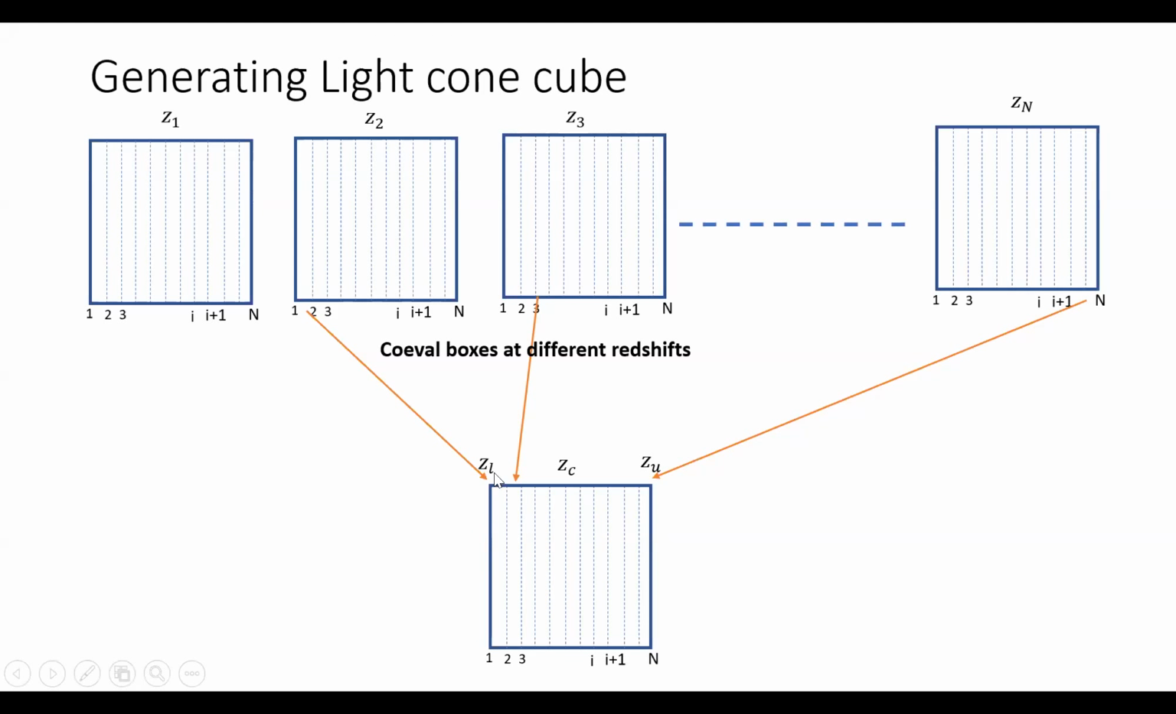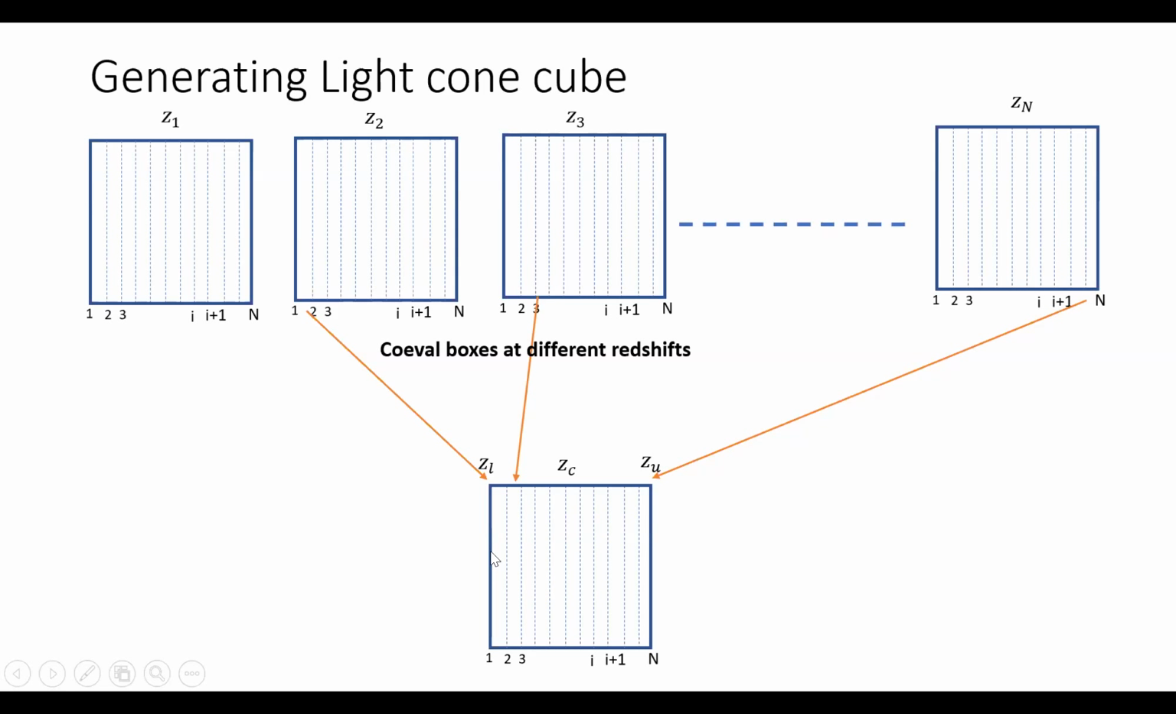So what you do, you divide the entire redshift range into a number of slices, and then you fill up each slice. So let's say the extreme left side corresponds to redshift ZL. So you fill up that slice from the corresponding coeval box. So let's say this is ZL. So you just take out this slice and fill it here.